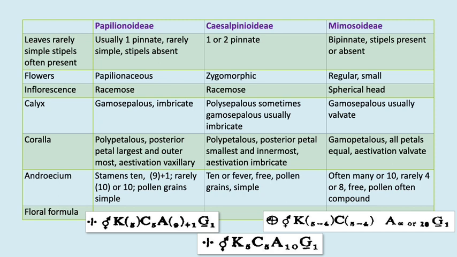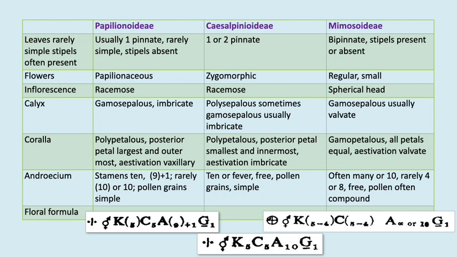Inflorescence is racemose in Papilionoideae, racemose in Caesalpinioideae, and spherical heads in Mimosoideae. Calyx is gamosepalous and shows imbricate aestivation in Papilionoideae. In Caesalpinioideae, polysepalous calyx, sometimes gamosepalous, usually shows imbricate aestivation. In Mimosoideae, gamosepalous condition is seen with valvate aestivation.